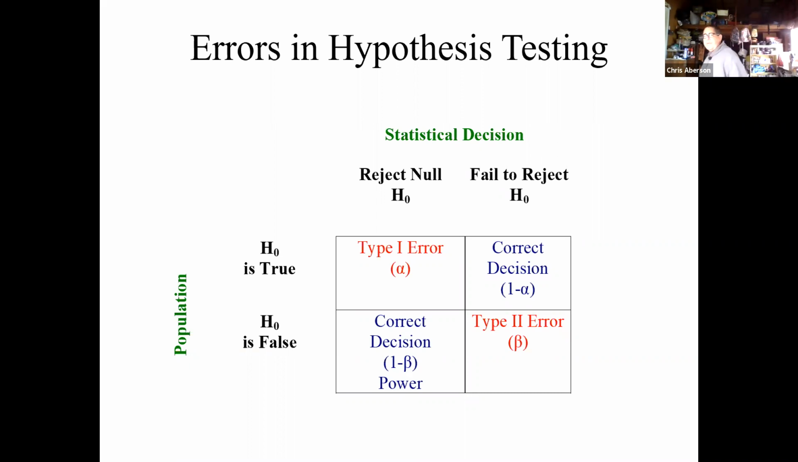Moving over to the right, failing to reject the null when the null is true. This is simply a correct decision, and the probability of doing this is 1 minus alpha. This doesn't even have a fancy name because it's boring and nobody likes to do research where you failed to reject the null hypothesis. You got nothing. Down below, when the null hypothesis is false, if we reject the null, this is a correct decision. This is noted as 1 minus beta, or what we call power.